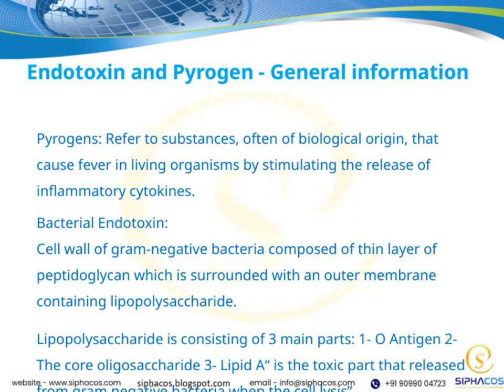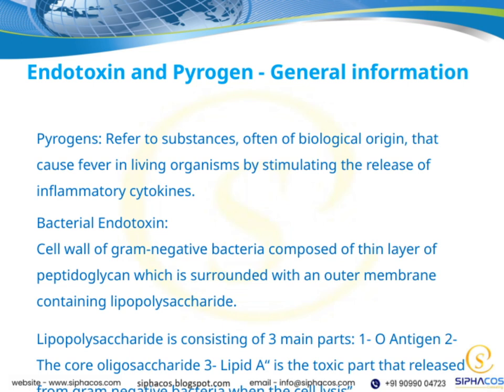Lipopolysaccharide, or LPS, consists of three main parts. First, there's the O antigen, which is a polysaccharide chain that extends outward and varies among bacterial strains. Second, we have the core oligosaccharide, which connects the O antigen to the third part. And finally, lipid A, which is the toxic component.